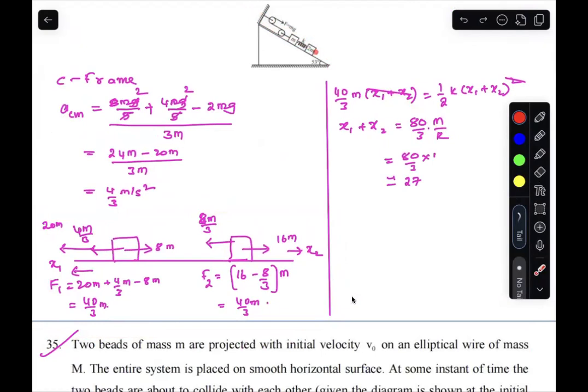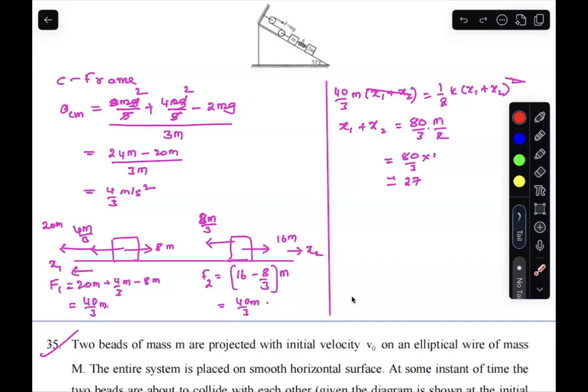See, for 2m, its component is 2mg sin 53, which is 4 by 5. That will become 8mg by 5. Weight of this is 4mg by 5. Upward force is 2mg. That is the reason, minus, divided by total mass 3m. I got 4 by 3 meters per second square. You know how to do such problems in C frame.